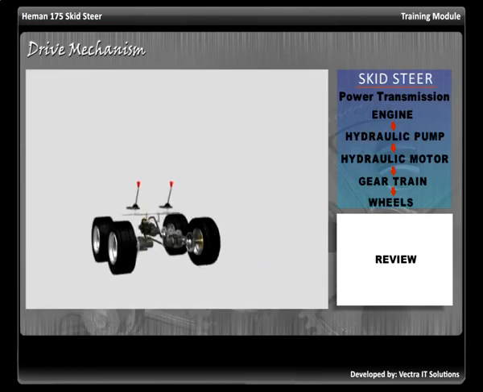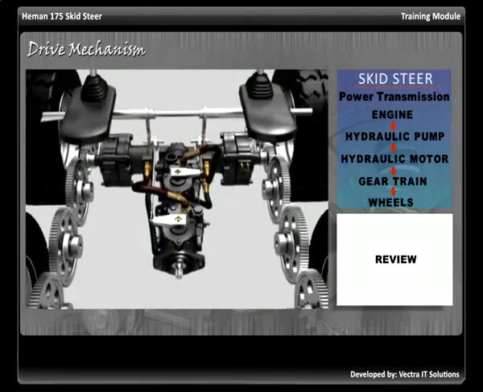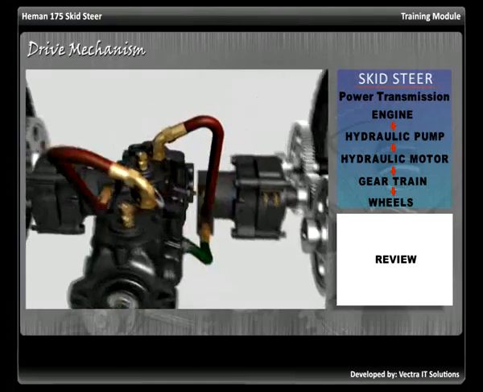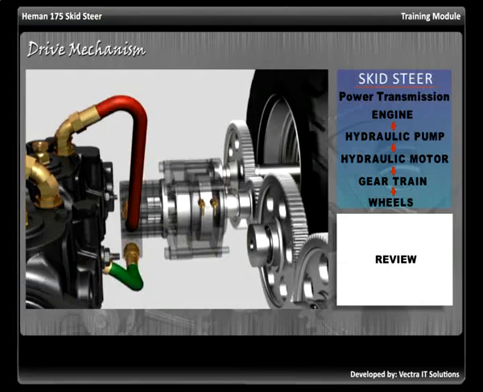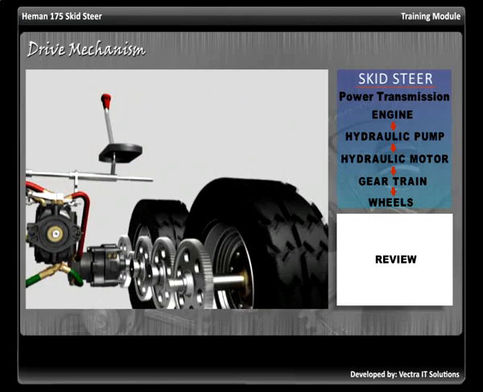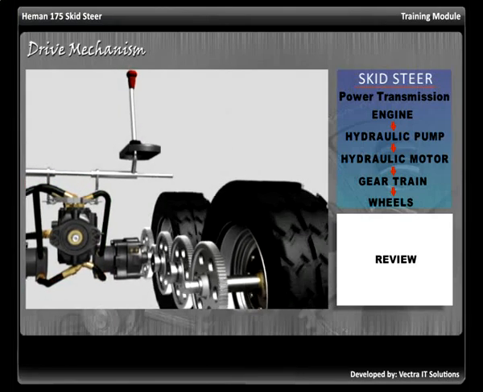We learnt that the drive mechanism in skid steer is powered by hydraulic pump, which pushes oil under high pressure to the hydraulic motors. The oil hits the gear teeth in the sealed casing of the motor, resulting in spinning of the motor. The spinning movement of the motor is transferred to the wheels through a gear train assembly.